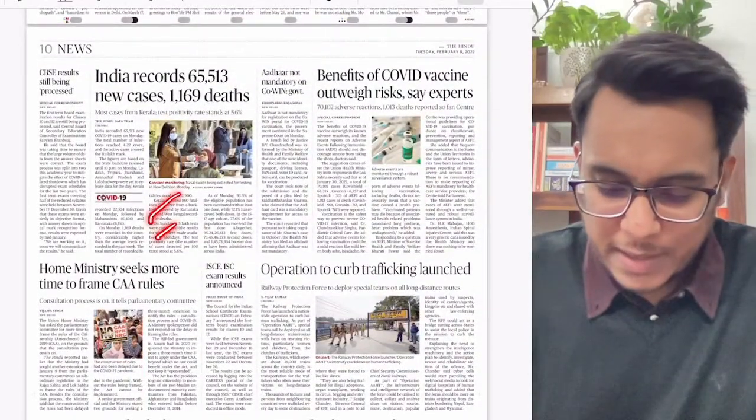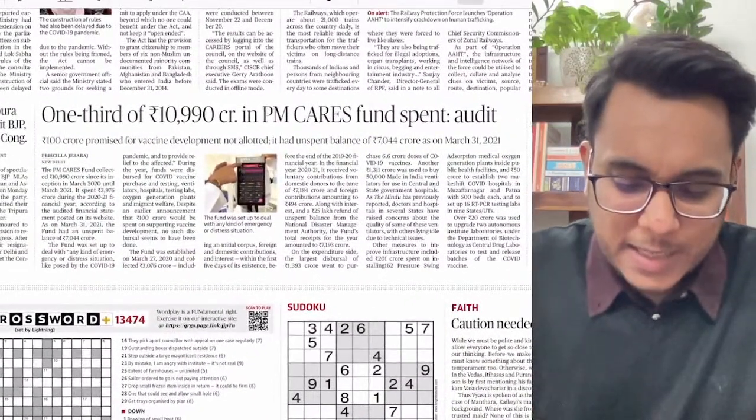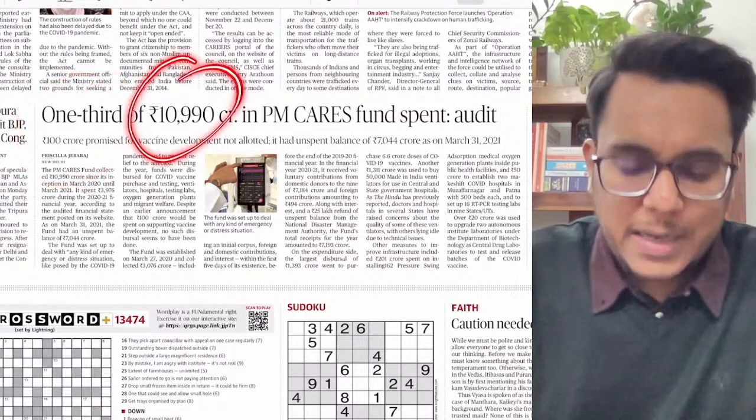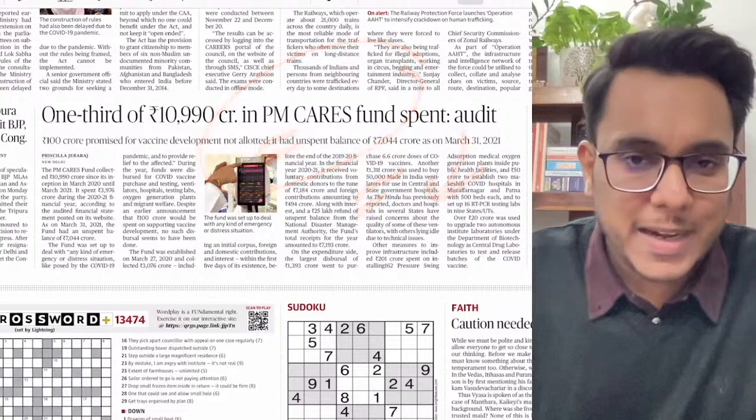Then guys, the COVID-19 number of cases, etc. have been talked about. Now here we can see that 1/3 of the 10,900 crore rupees into the PM Cares fund has been spent. Just an audit has been given.